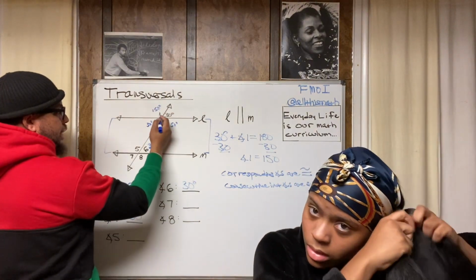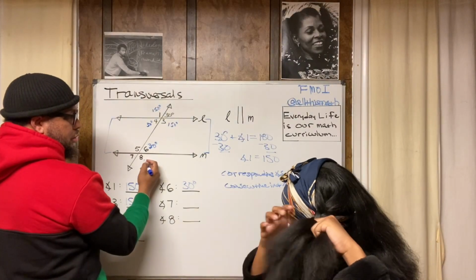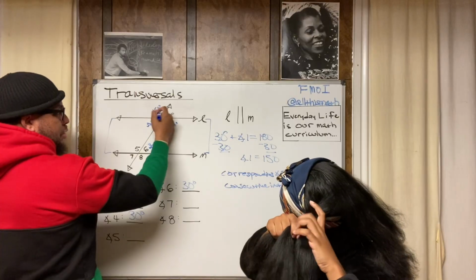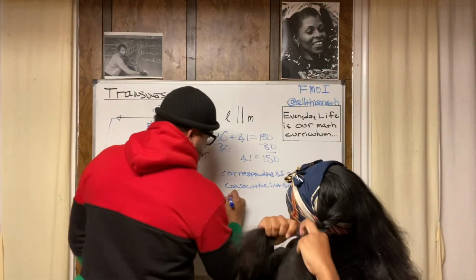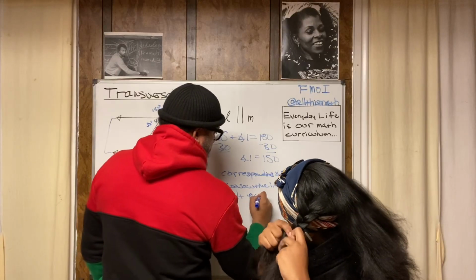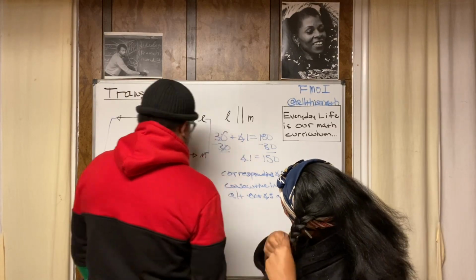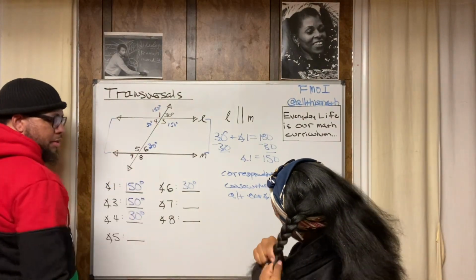Right? Angle 1 and angle 8 are alternate exterior angles. They're on alternate sides of the transversal, and they're outside of the box that is formed by these two parallel lines. So alternate exterior angles are congruent also. So if you know angle 1 is 150, what's angle 8 got to be?